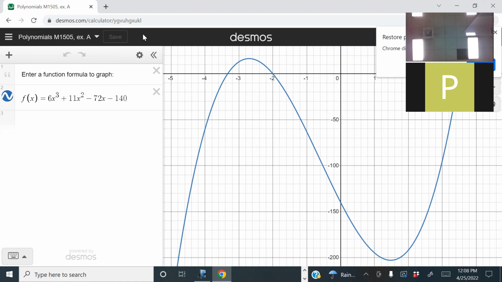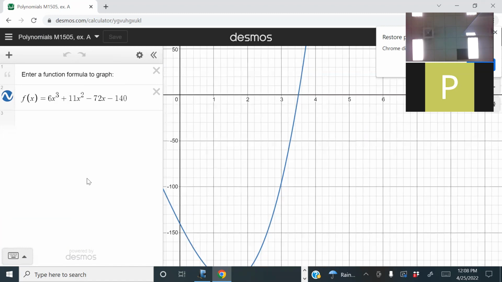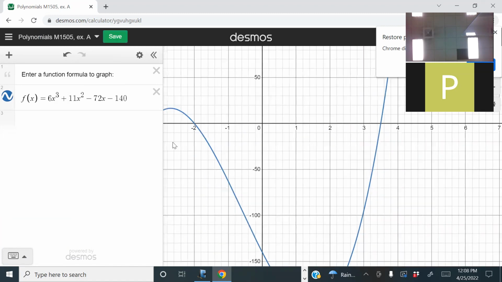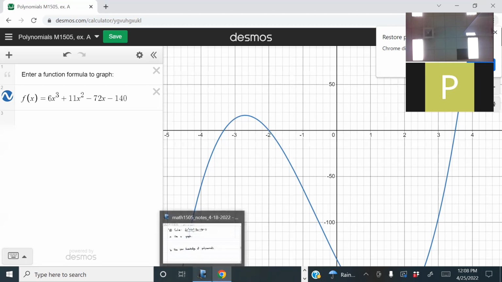And are any of those x-intercepts recognizable? Oh, -2. Yeah, this one, I have no idea what that one is. Somewhere between 3 and 4, right? And this one, who knows, right? But this one looks like it's -2. Well, let's make sure.